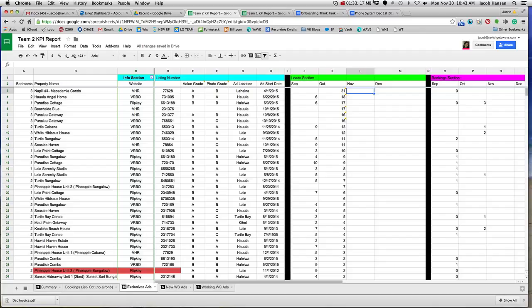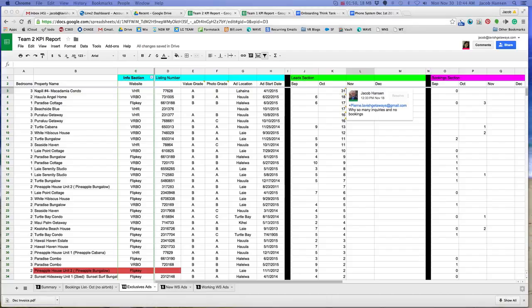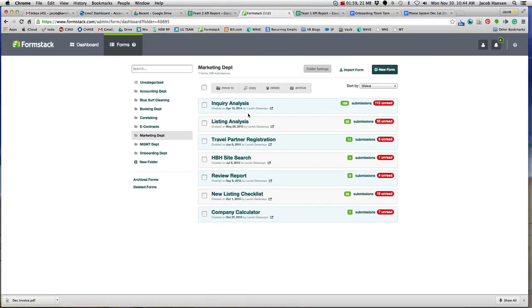So in this case, when there's a lot of inquiries and none of them got booked, we would want to do an investigation or an analysis of those inquiries that came in. So we'd select maybe 10 out of those 30, and we go look at them and see what happened. And then we would come into FormStack and we would fill out what's called a listing analysis report. Or I'm sorry, not a listing analysis report. It would be an inquiry analysis.